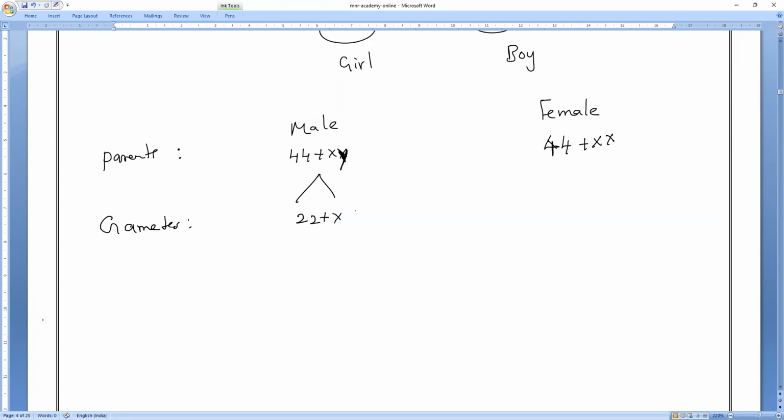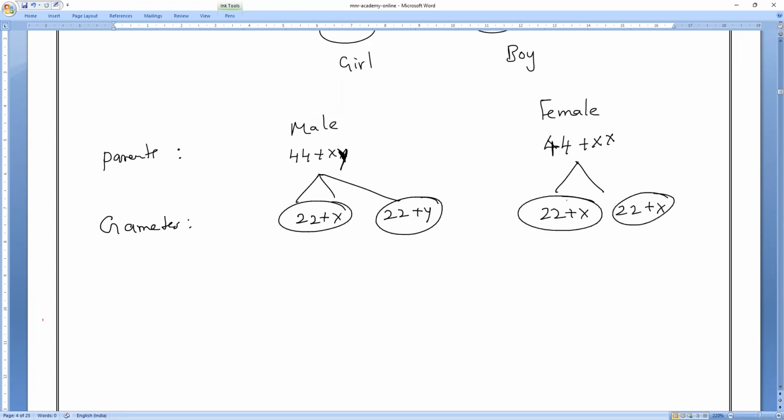22 plus X, one gamete. 22 plus Y, another gamete. Understanding? Mother also the same, female: 22 plus X, 22 plus X. So this is one and this is one. Now, if these two fertilize, that is XX.